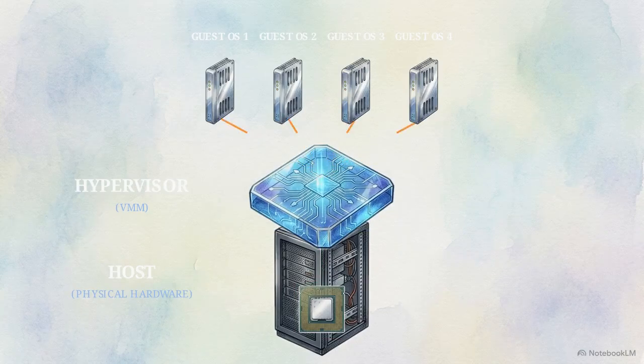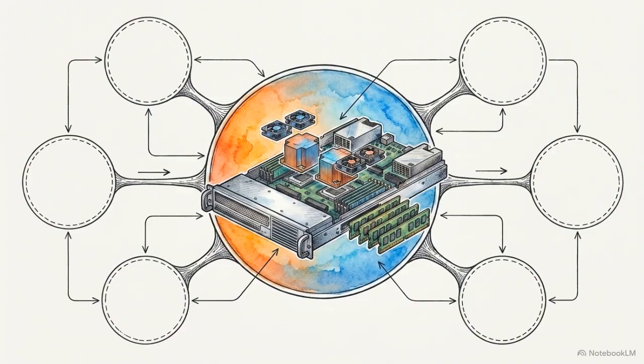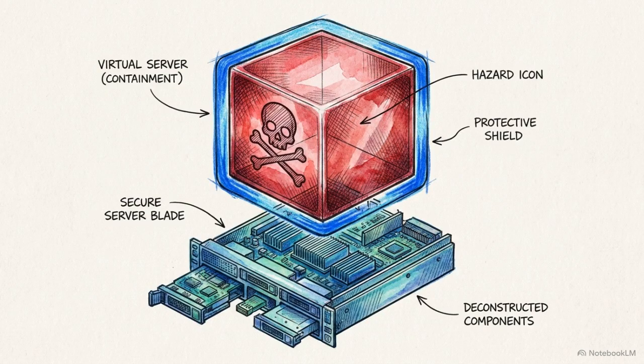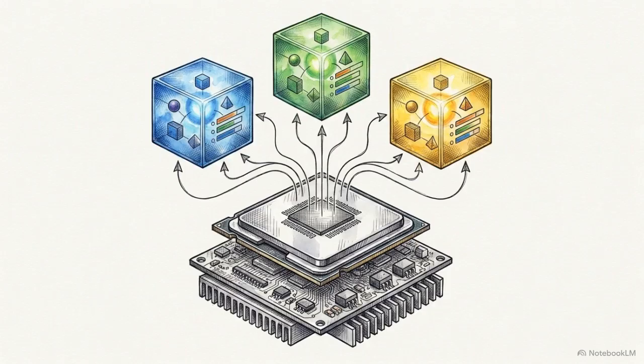To the guests, it appears they are running on dedicated, bare metal hardware, but they are actually sharing a single pool of physical resources. A correctly deployed virtualized environment provides 4 specific characteristics. First, isolation. A failure in one guest does not crash the host. Second, sharing. Multiple guests divide the same physical CPU and RAM.